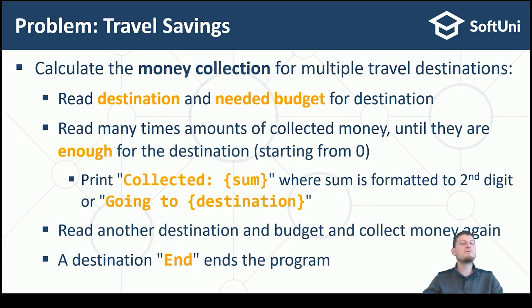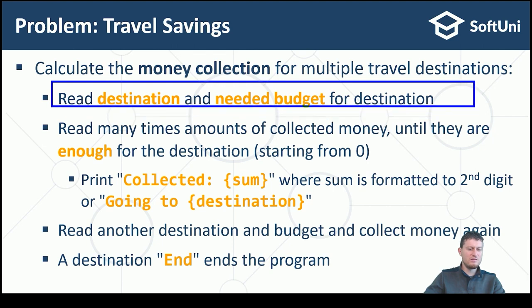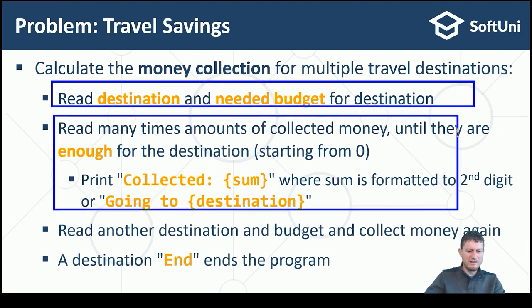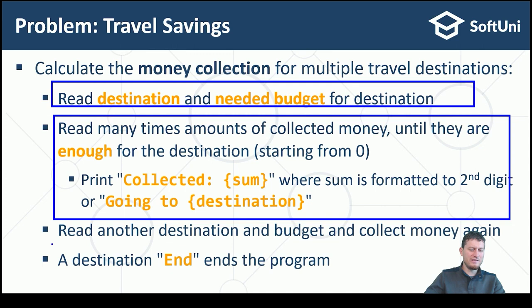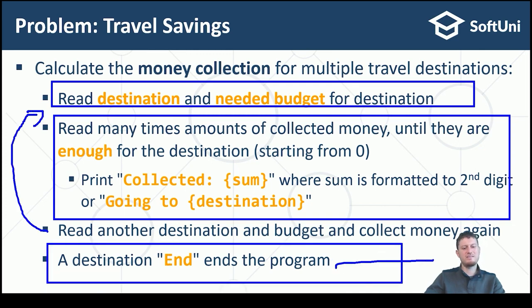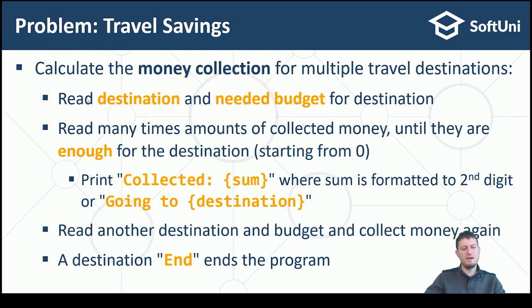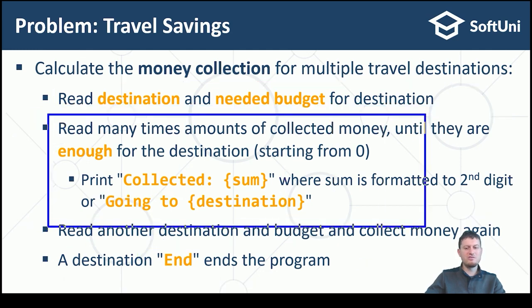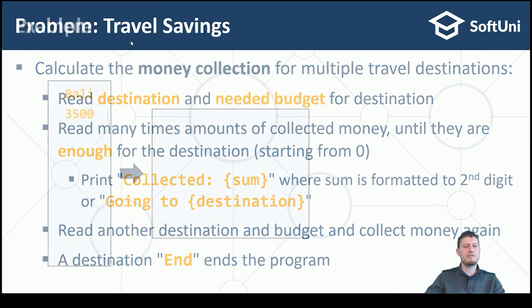So looks like we have two nested loops. First, we read the destination, we do something, and we read another destination until we reach end. And for each destination, we collect money. I'll show you the example.